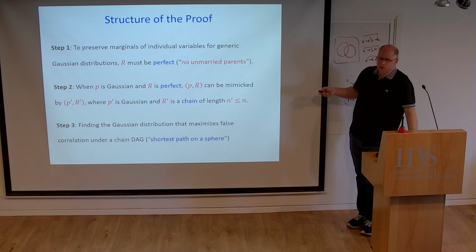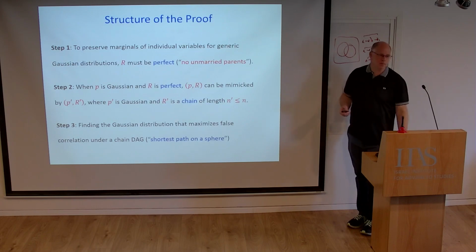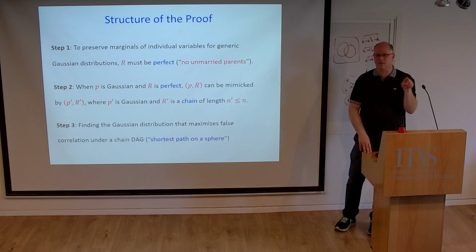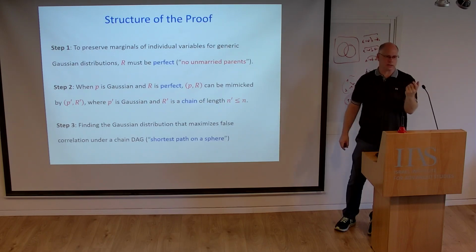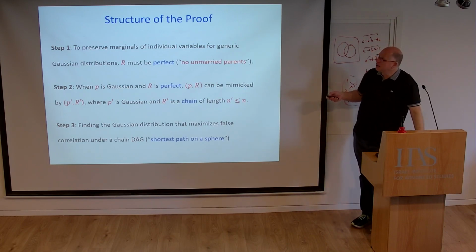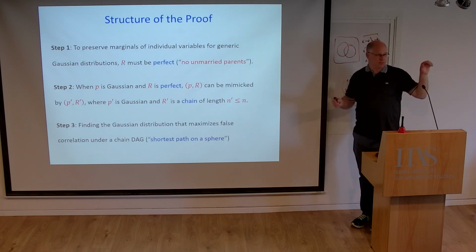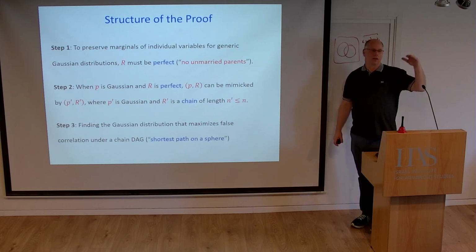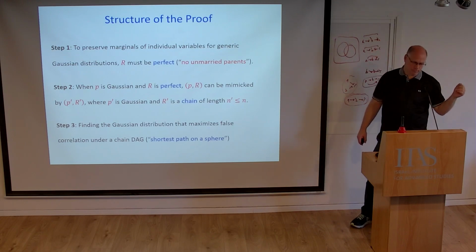If you want to preserve marginals of individual variables for generic Gaussian distributions, then your DAG must be perfect. What is a perfect DAG? It's a DAG that doesn't have any immoralities, where all the parents are married. If you have a DAG with unmarried parents, then for most Gaussians, it will distort at least one variance. Okay, so this is where the genericity comes from. It basically enables us to shrink the universe of DAGs to perfect DAGs, DAGs that don't have any immoralities. That's the first step. This is where the misspecification tests don't distort the marginals, and the genericity kicks in.